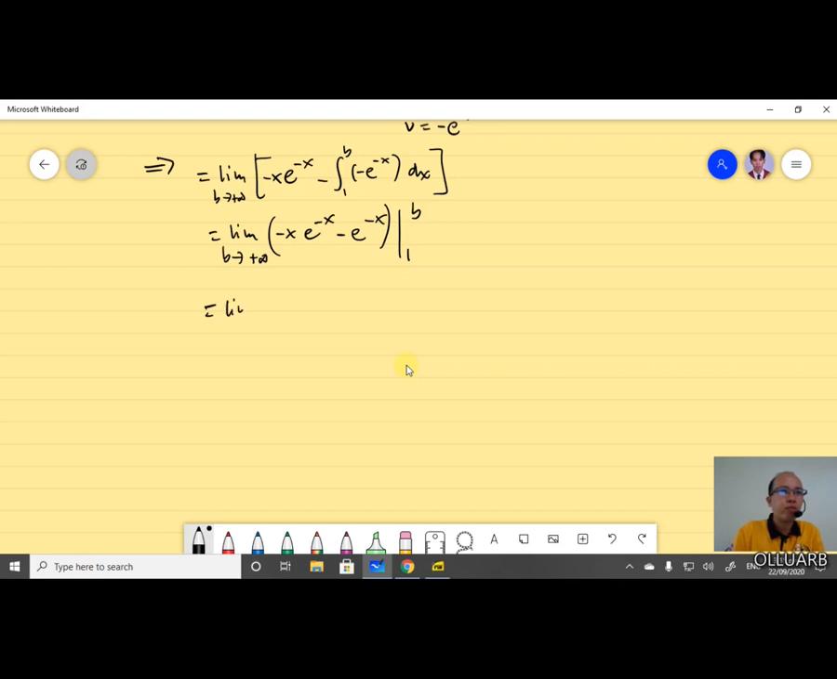So we have here the limit of negative x e to the negative x, and substituting, b over e to the b minus 1 over e to the b, minus, so when this is 1, we have negative 1 over e minus 1 over e, as b approaches positive infinity.